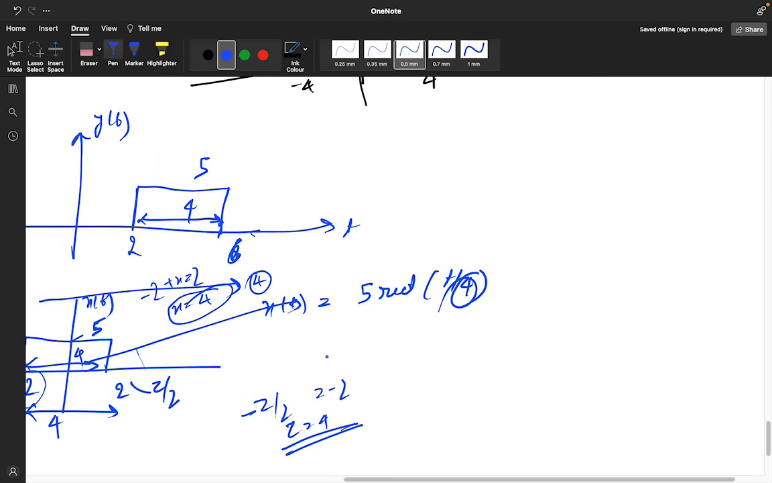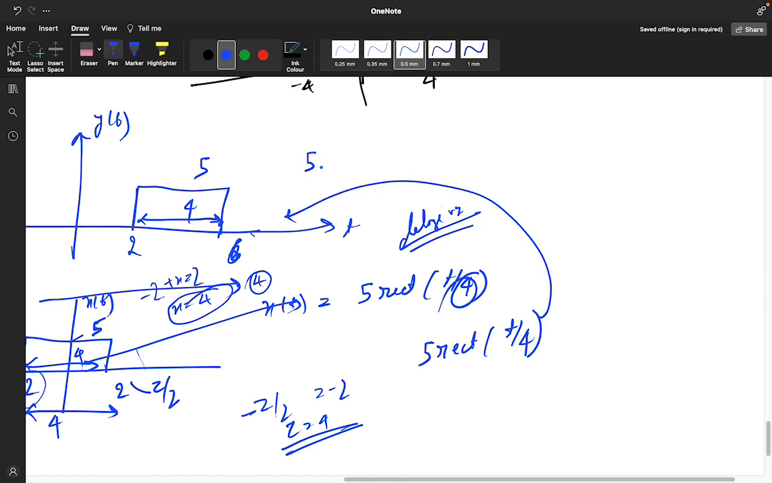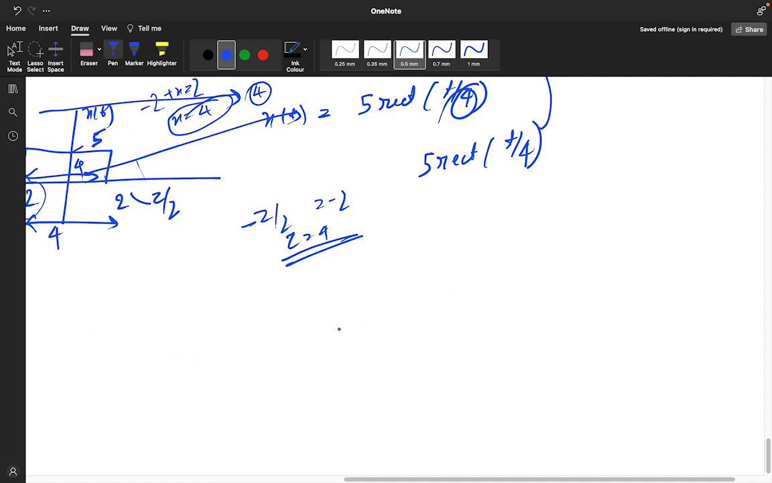And if we are doing the right side shifting, are we doing advancing or delaying? Delaying. So this curve, which was 5 rect t by 4, is now 5 rect of t minus 4 by 4. Delaying. That's why all the time values get added. It's very simple, no need to get confused.